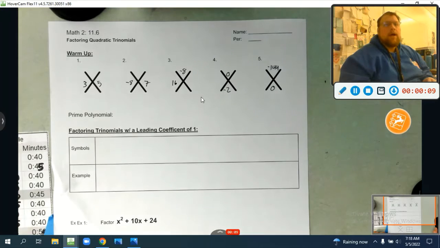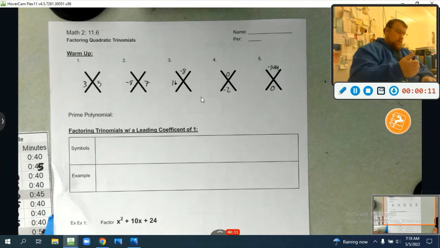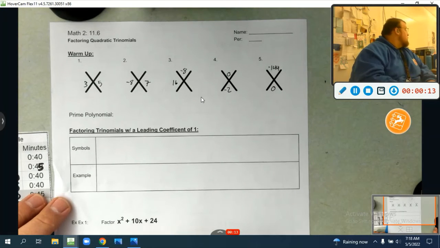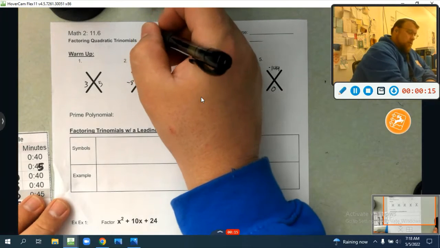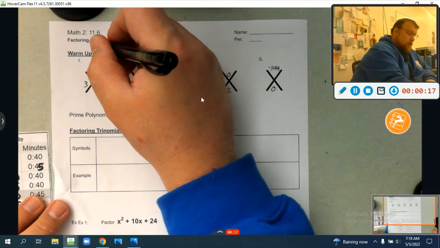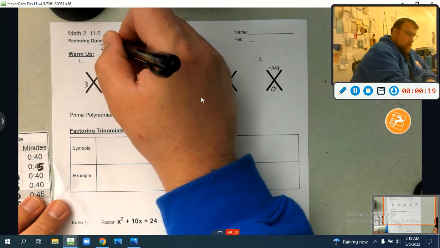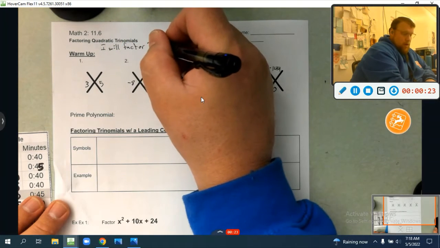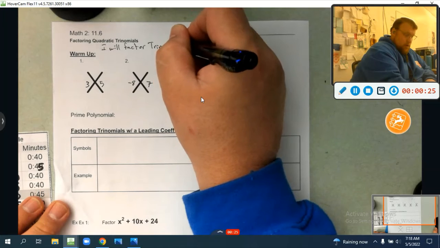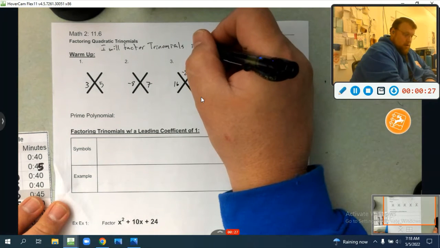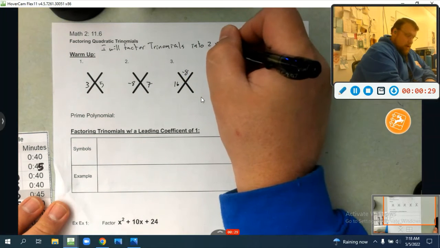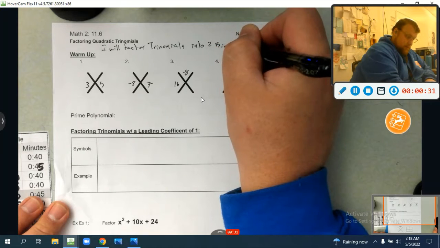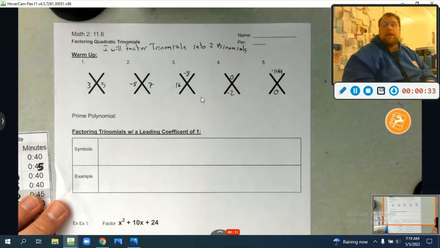This is 11.6, and our learning target today is: I will factor trinomials into two binomials. Just rolls off the tongue, doesn't it?